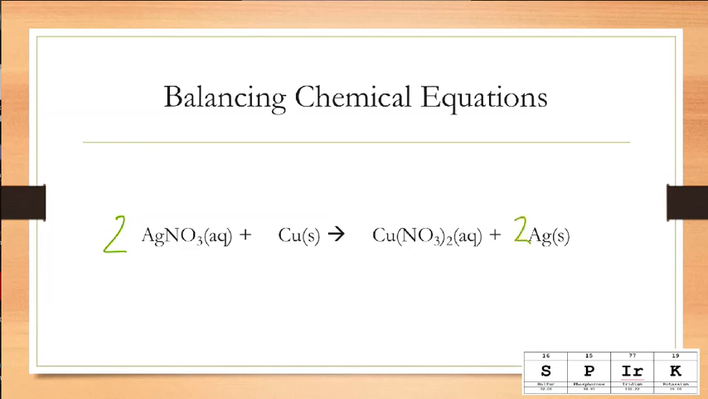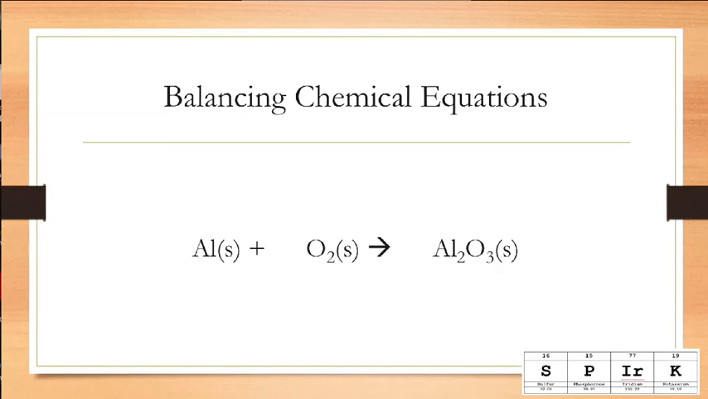So now let's check everything. Let's start on the left side. We have 2 silvers on the left and 2 silvers on the right side. We have 2 nitrates and we have 2 nitrates on the right. We have 1 copper on the left and 1 copper on the right. So this is another balanced chemical equation.